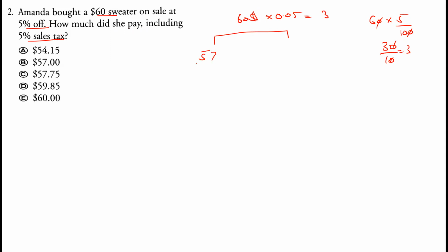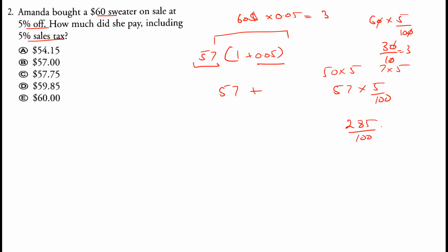So the price is 57 after the discount, and now we need to add sales tax. There's a 5% sales tax, so 1 plus 0.05. So 57 plus 57 into 5 over 100. 57 into 5 would be how much? 50 into 5 is 250 and 7 into 5 is 35. So 285 divided by 100 equals 2.85. So 57 plus 2.85 equals 59.85. So option D is correct.